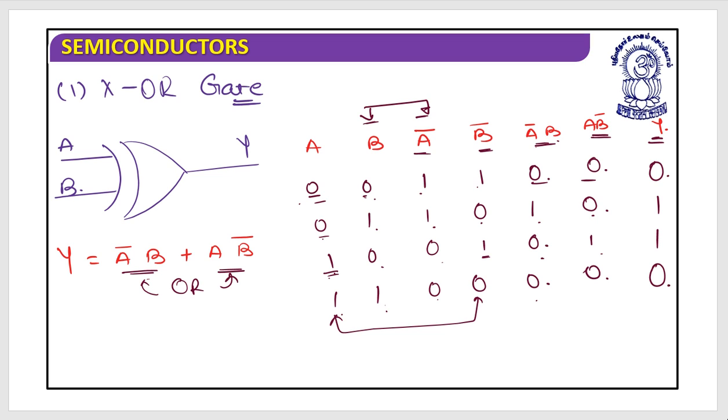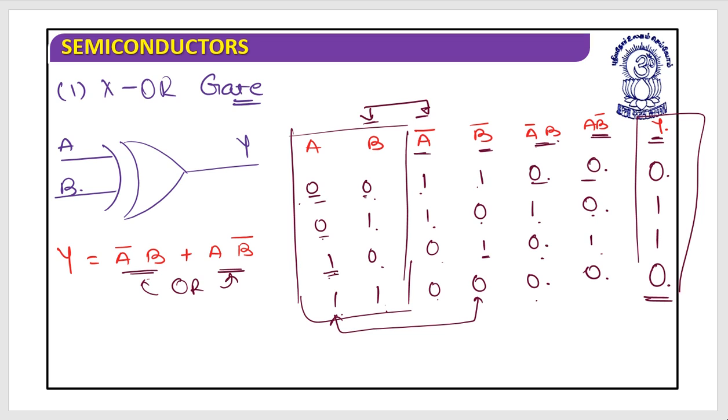So this is the truth table of XOR gate. Yes, you need to at least remember this. If you look at this and observe this very carefully, the output is 1 when input is 0 and 1. The output is 1 when input is 1 and 0. So basically this is what we call an inequality detector.